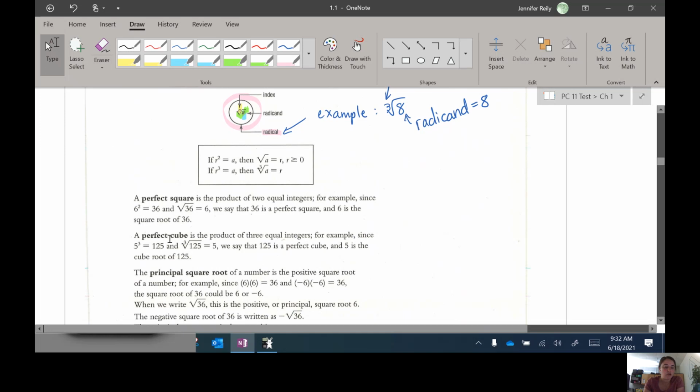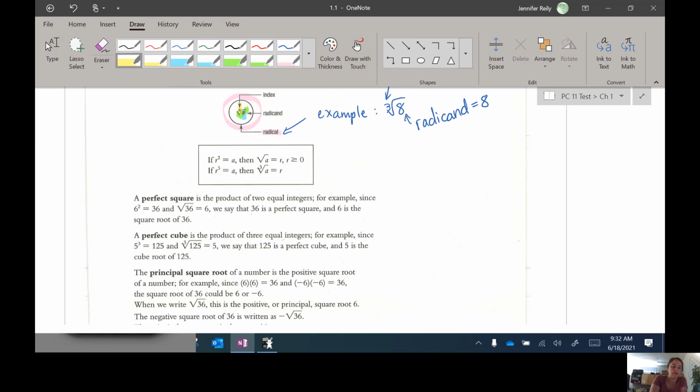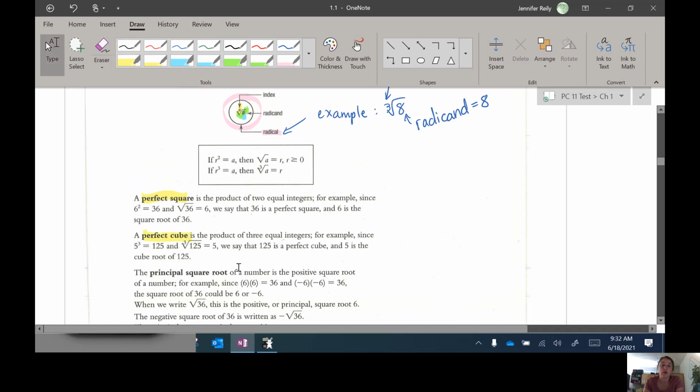Okay, we already mentioned perfect squares and perfect cubes. A perfect square is when the square root works out perfectly, so 36 would be a perfect square because the square root of 36 is exactly 6. And we mentioned a perfect cube already. That's when the cube root works out nicely to a whole number.